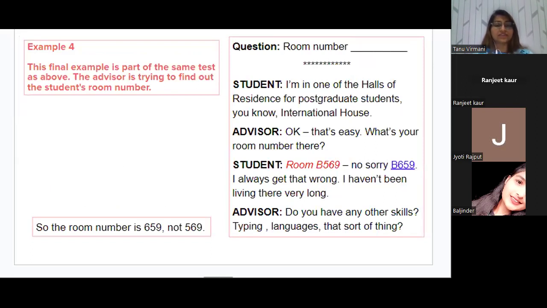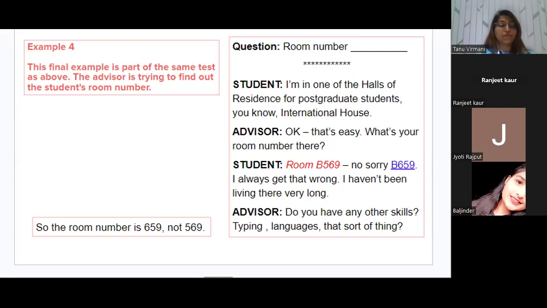Now here the advisor is trying to find out the student's room number. Student says, I'm in one of the halls of the residence for postgraduate students. You know, International House. Advisor says, okay, that's easy. What's your room number there? Student says, room B569. No, sorry, it's B659. I always get that wrong. I haven't been living there very long.